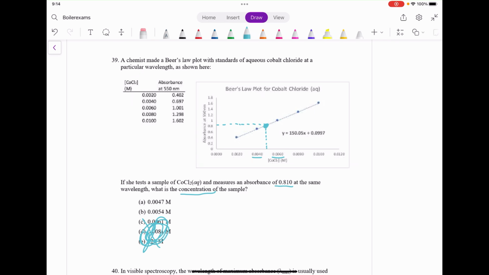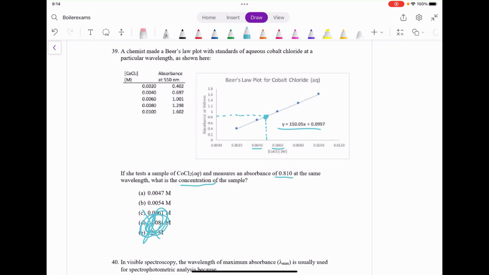So we can just plot it, and it looks like it's somewhere between 0.004 and 0.006, so that gets rid of those choices. And luckily they also just give us the relationship, so we can just plug it into this equation. What they gave us is the y-axis variable, so I'm going to put that as the y, and then I'm going to solve for x. So if they give you the relationship like this in the equation, you don't even particularly need to know Beer's law. So if I subtract the 0.0997 and then divide by 150.05, you get that x is equal to this number, which makes A correct.